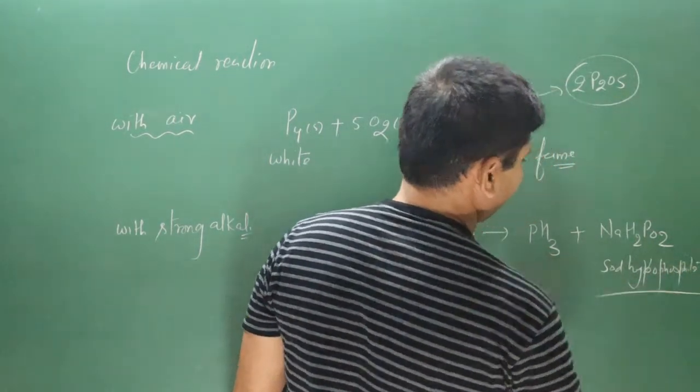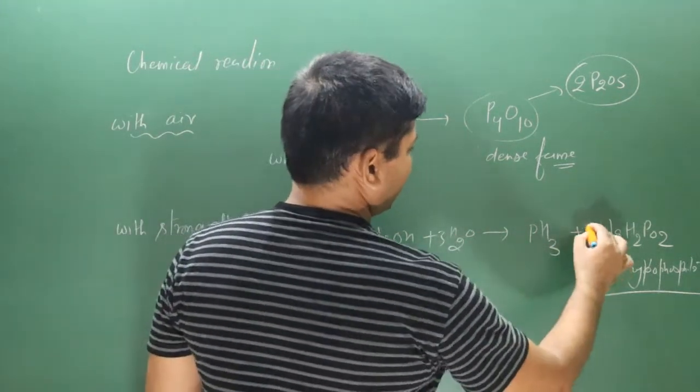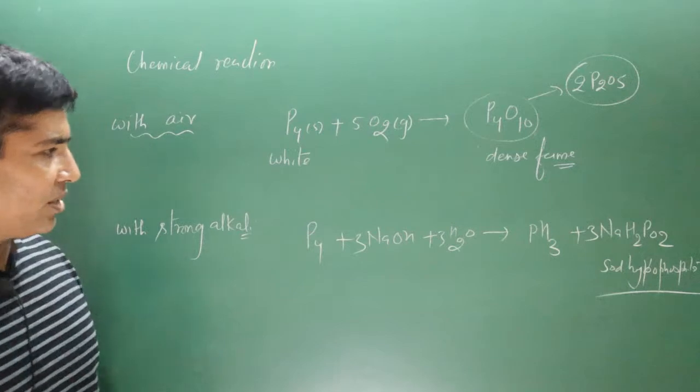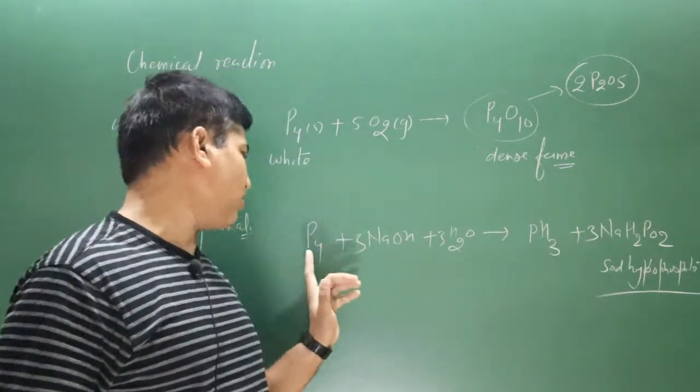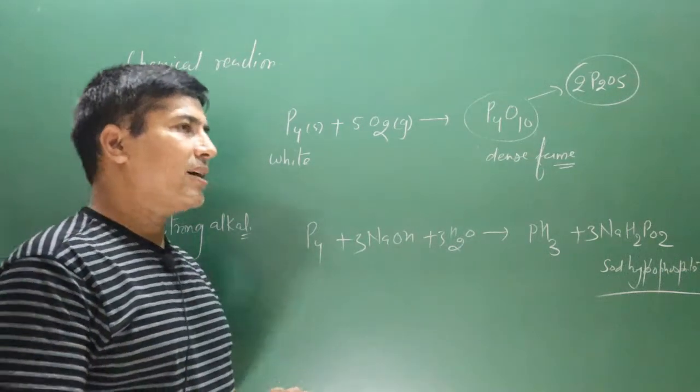Sodium hypophosphite. You can balance this equation. You can take 3 molecules, 3 sodium multiplied by 3. Okay, how many phosphorus? 3 phosphorus plus 1 phosphorus is equal to 4 phosphorus. These are some selective chemical reactions of white phosphorus.